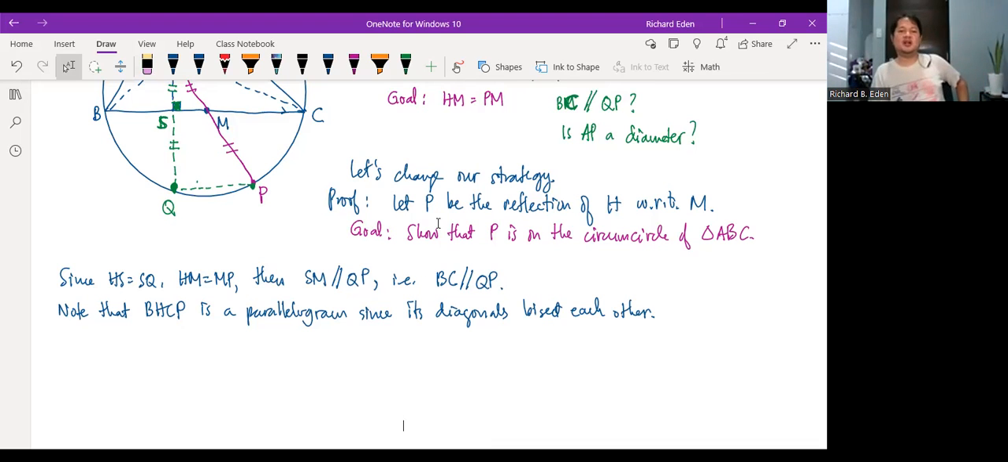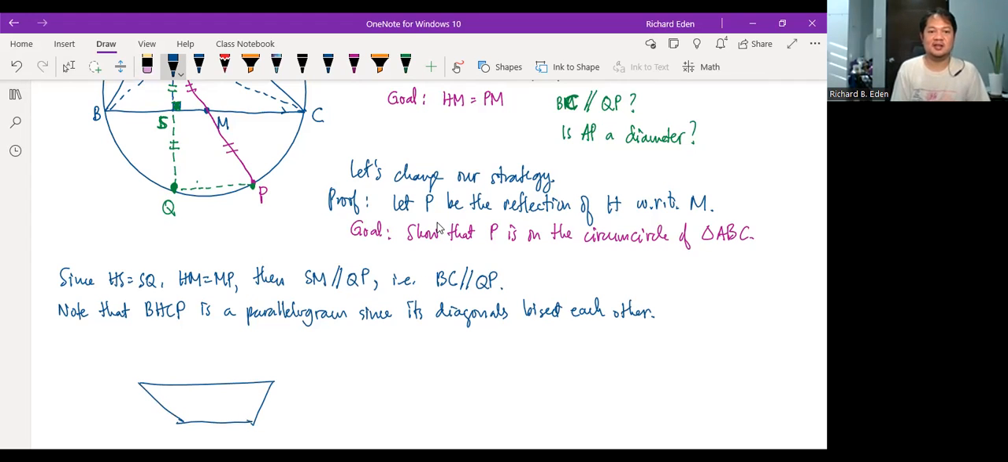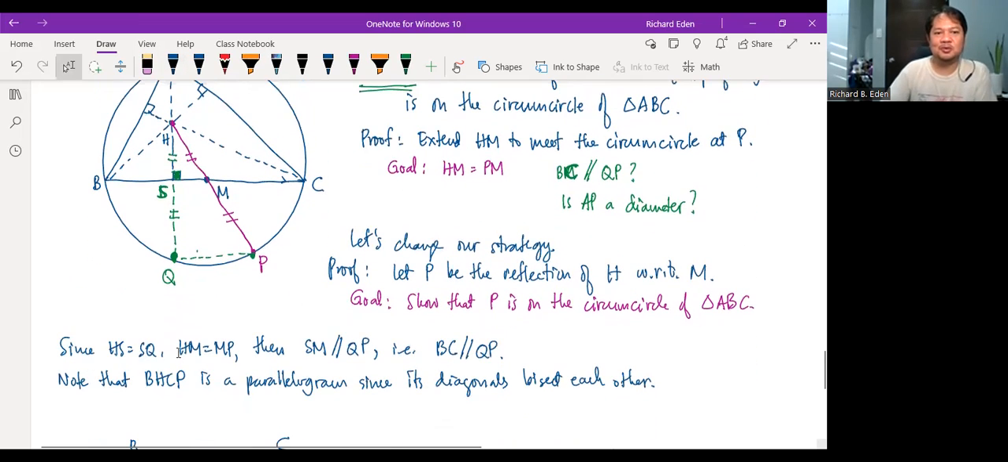Okay. So, ganito. QP parallel siya sa BC. So definitely, alam natin BCQP is a trapezoid. All right? But a trapezoid is not necessarily isosceles. So to make this cyclic, we have to show isosceles siya. So we have to show BQ and CP are congruent. Paano kaya yun? BQ and CP congruent.